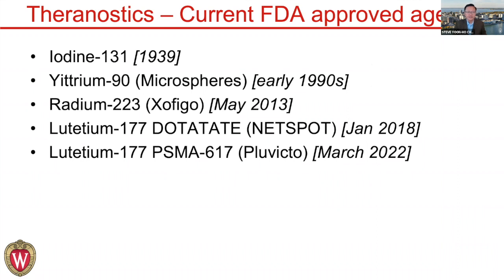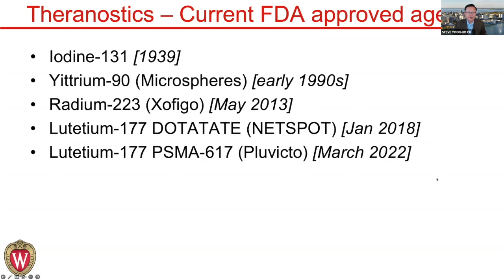So yttrium-90 is another radioactive agent that people have been using on microspheres for treatment of liver metastatic disease or primary liver cancer, and the microspheres are directly injected into the liver through the hepatic artery and go to that specific distribution. That's been around since the early 1990s. And very recently, radium-223, what Marie Curie was using, was used to treat bone metastatic disease, and that was approved in May 2013.